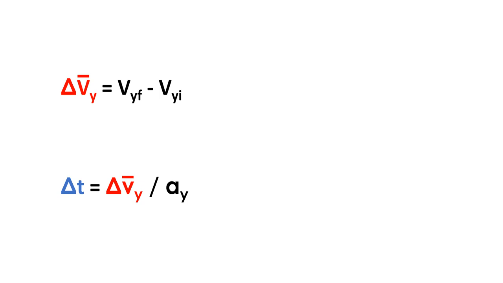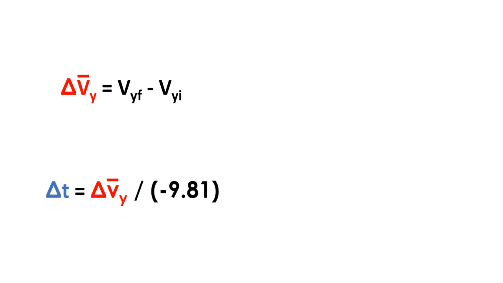Now the vertical acceleration refers to the acceleration of gravity, which we know is minus 9.81. So whatever answer you get for the first equation, you just divide it by minus 9.81 and you'll get the flight time. So it looks scary, but it's not too bad.